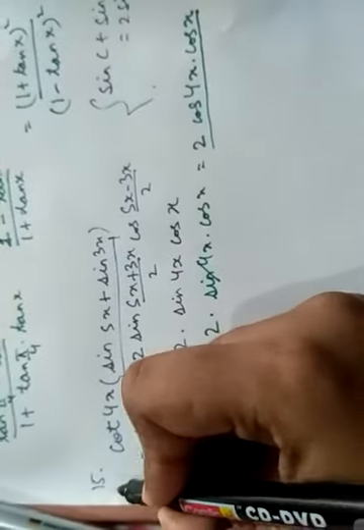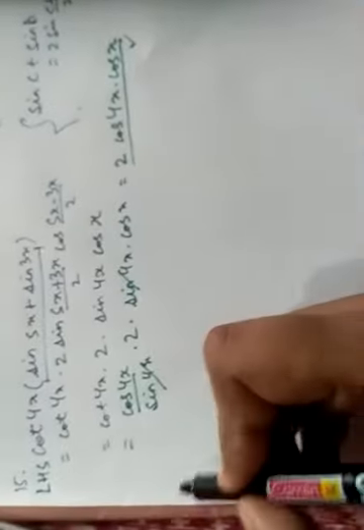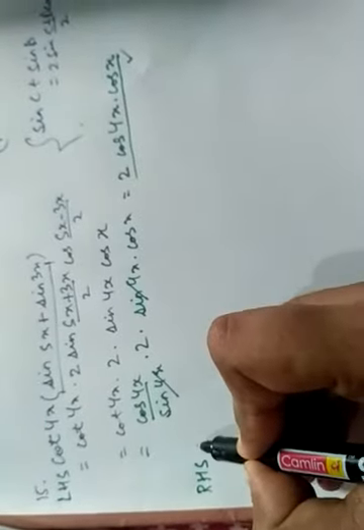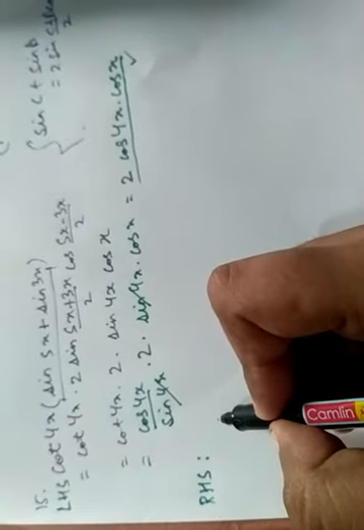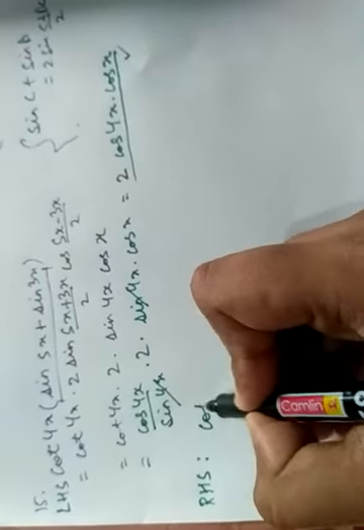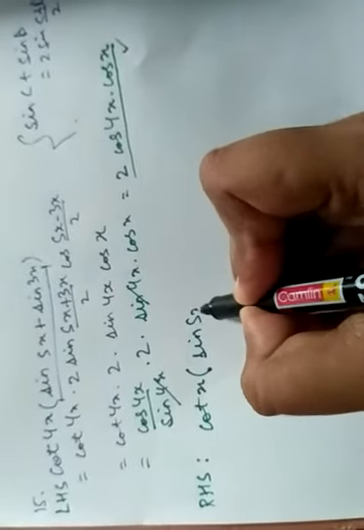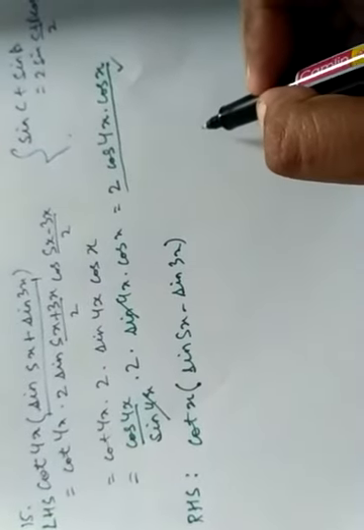We had taken LHS and we have solved it, and this is the simplified form of LHS. Now we are going to take RHS and solve it, and in the end we will show that both LHS and RHS are equal to each other. So for RHS we take cot x times (sine 5x - sine 3x). Again we are going to mention the formula that we have to use here, that is the formula for sine c - sine d.